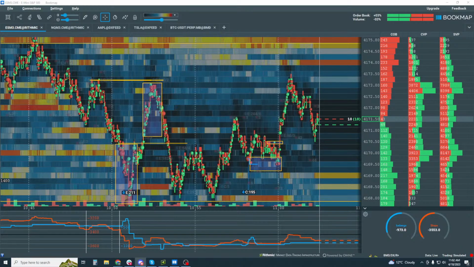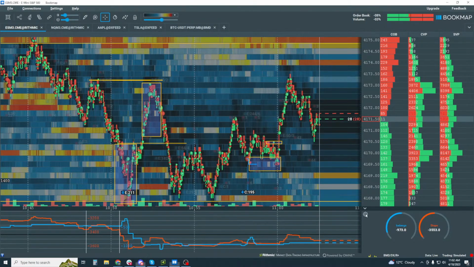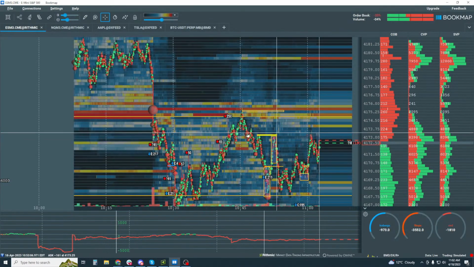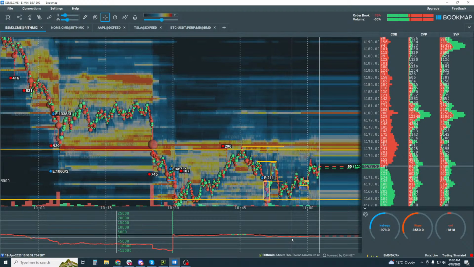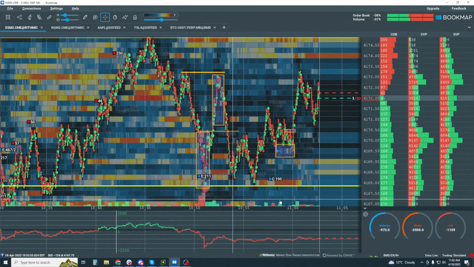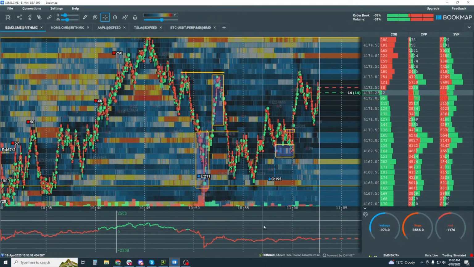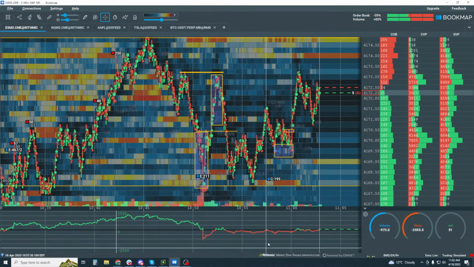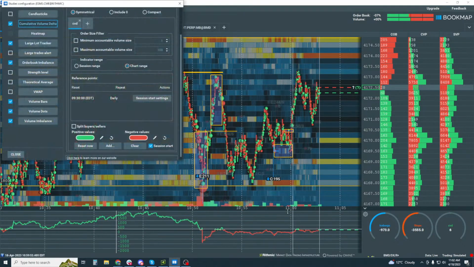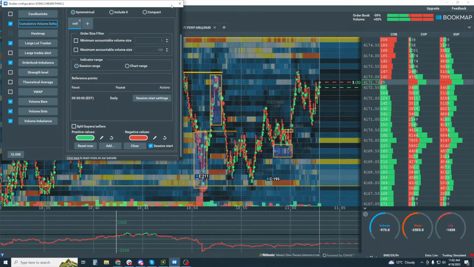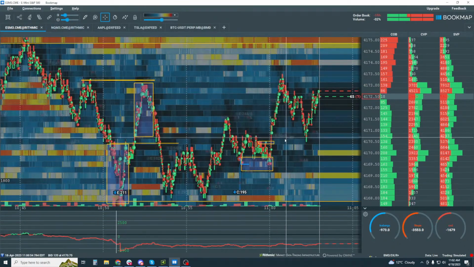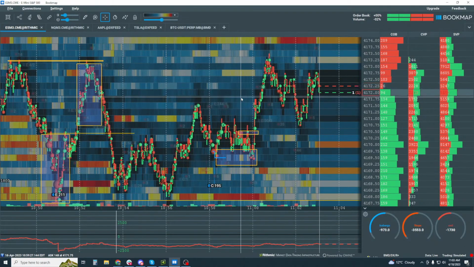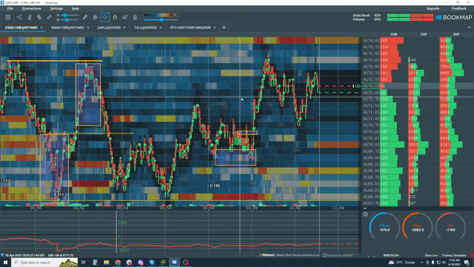Let's see here. What about CVD being so low? Okay, so let's take a look. CVD is just really flatlining. Not seeing much out of CVD. I'm going to go with the session range here. Yeah, I'm sorry, Kenjorado, I don't really get a lot out of the CVD.